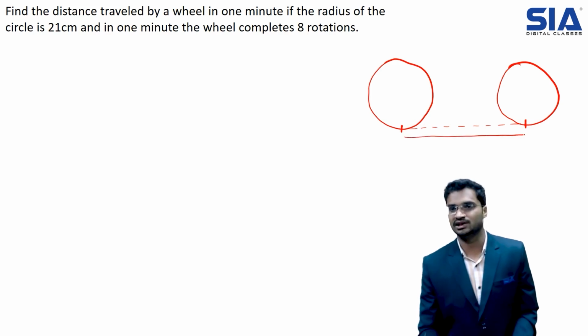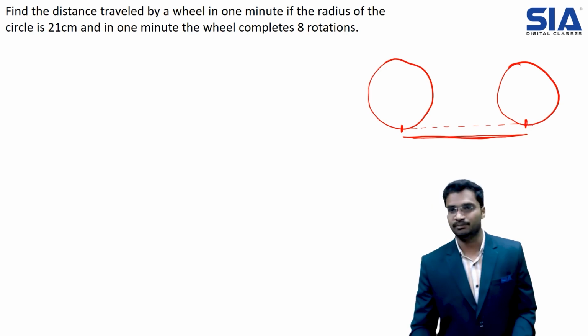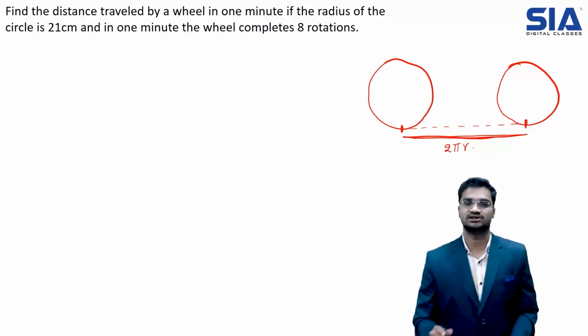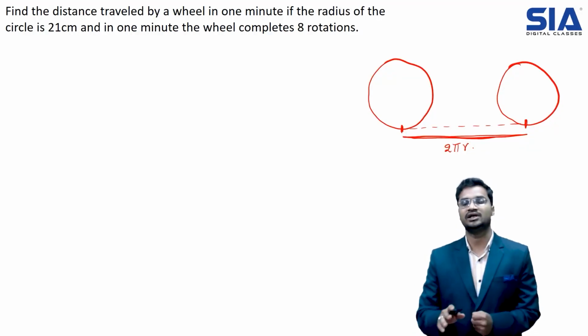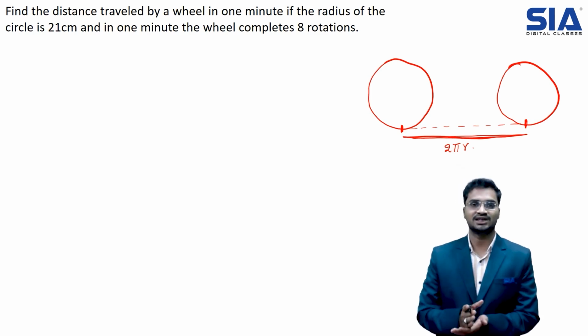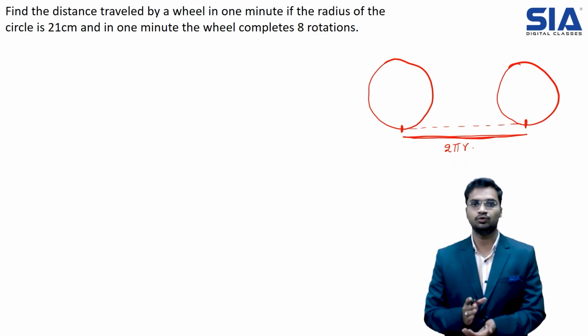And this length is nothing but this length. So it has started moving from this point, and after moving till this, it has completed one revolution. This revolution is nothing but the circumference of the circle. So in one rotation, it has covered how much distance? It has covered 2 pi r distance.